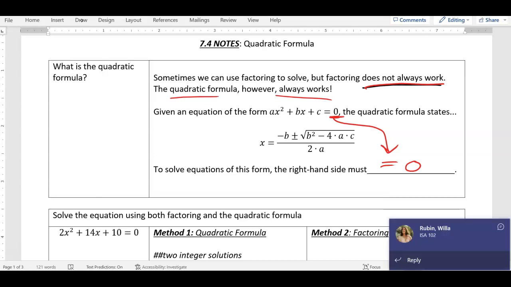x equals negative b plus or minus the square root of b squared minus 4ac divided by 2a.